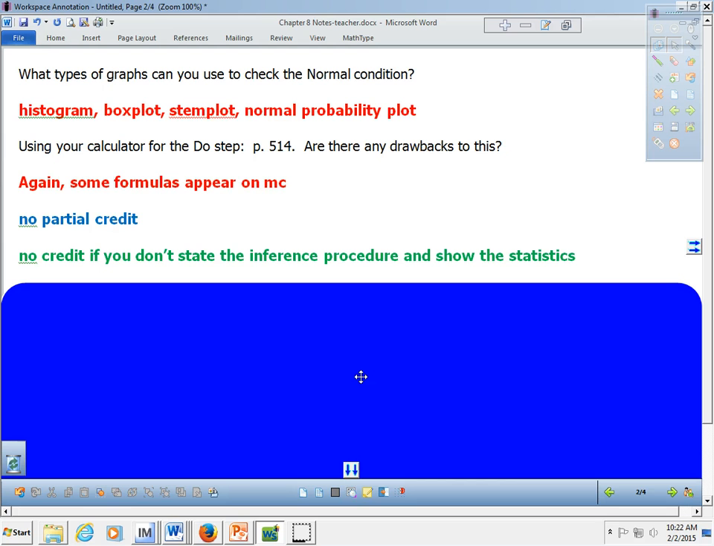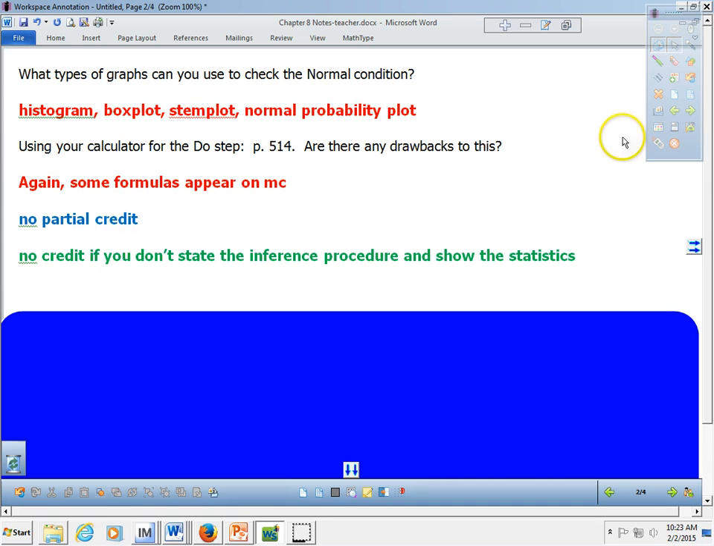And then you do not get any credit if you don't state the inference procedure and show the statistics. So open yourself up to partial credit and all credit. If you do not state the inference procedure and show the statistics, you're going to be in trouble as well. So let's just make sure we show all the work. That's the bottom line here.